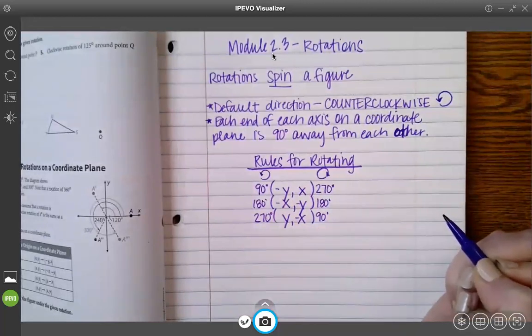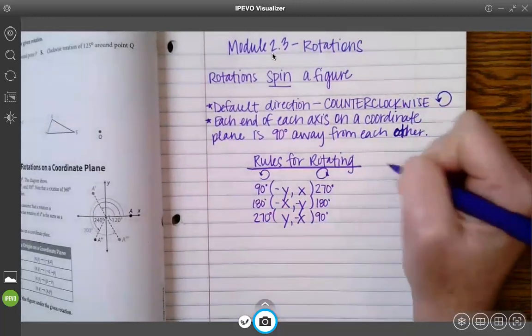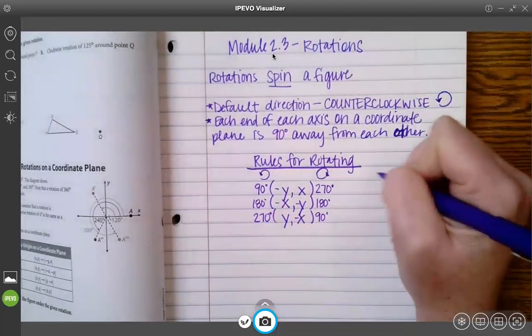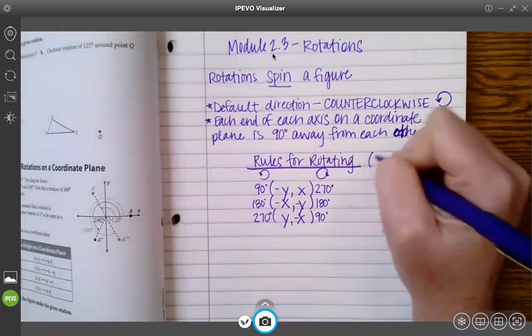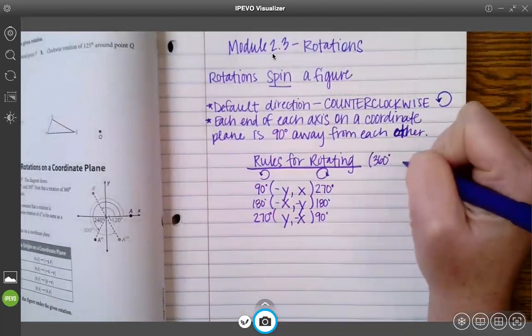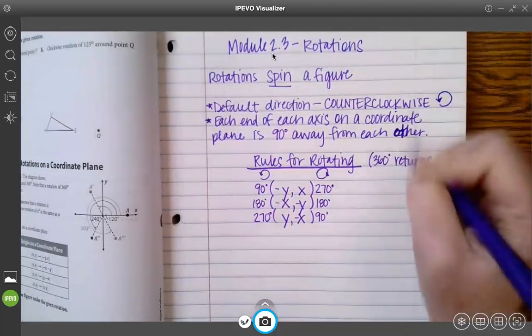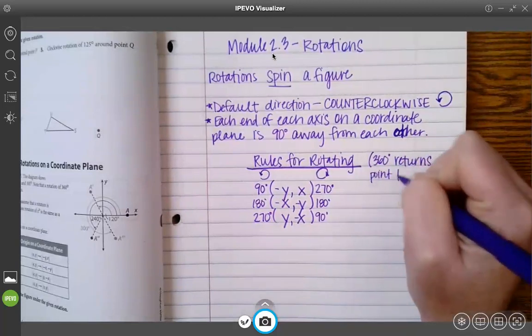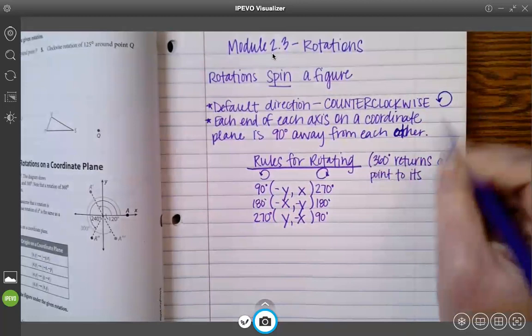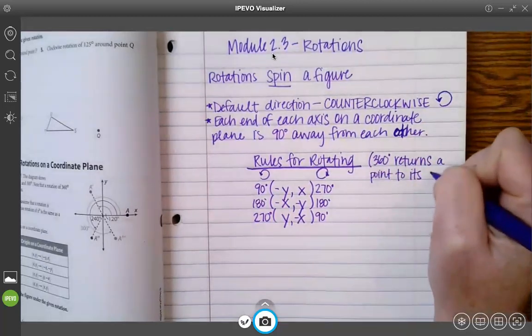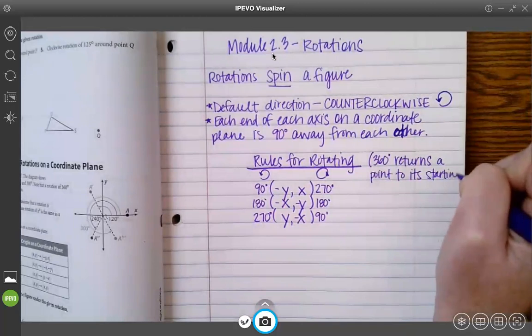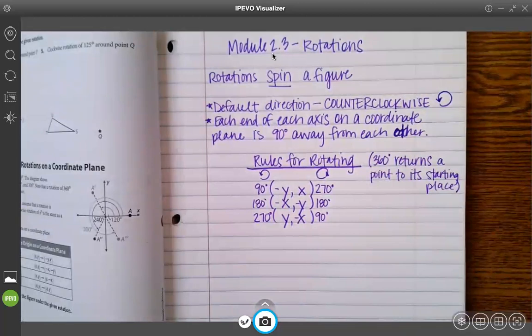Now, I said that there would be 3 or 4. The third one I don't really include in my list. We're going to put this kind of off to the side. 360 degrees, that's a full circle. So 360 degrees returns a point to its starting place. So I don't really write down that rule because 360 degrees just puts it right back where it came from. So I don't feel like there's a need for that rule.